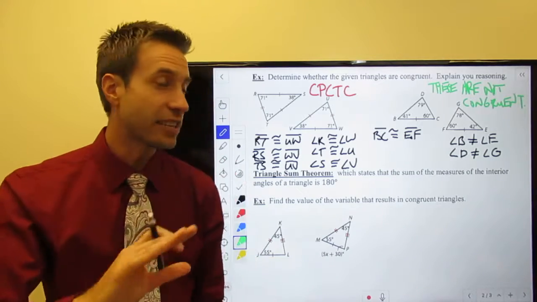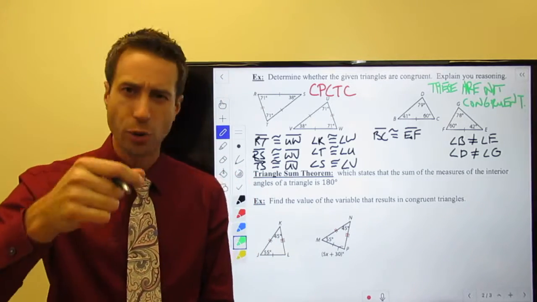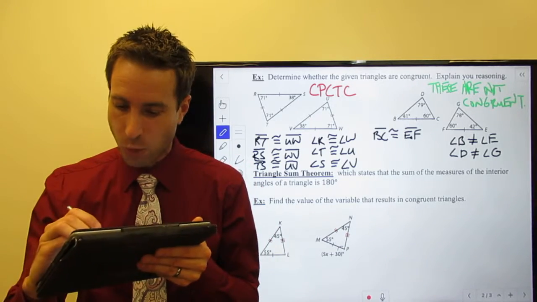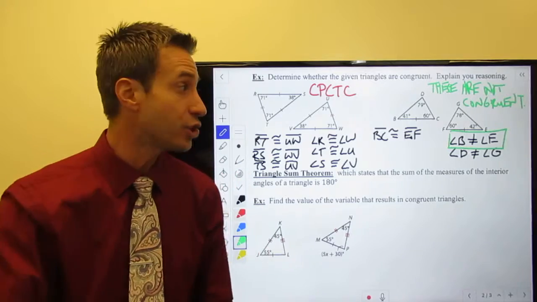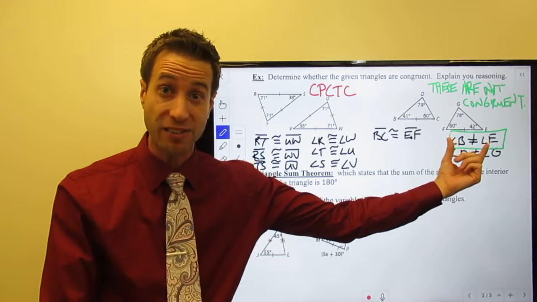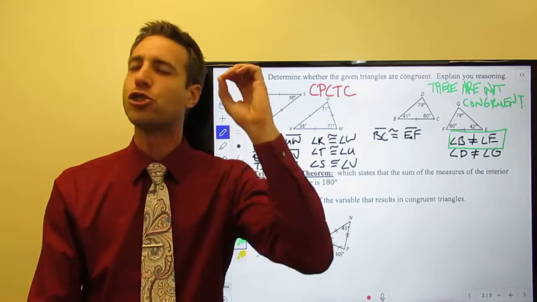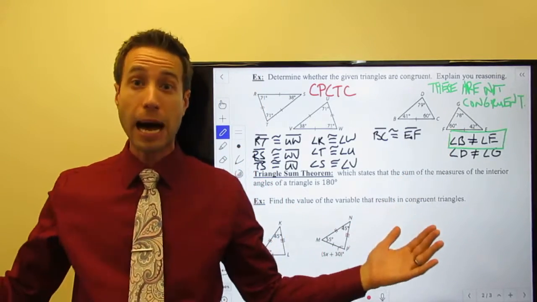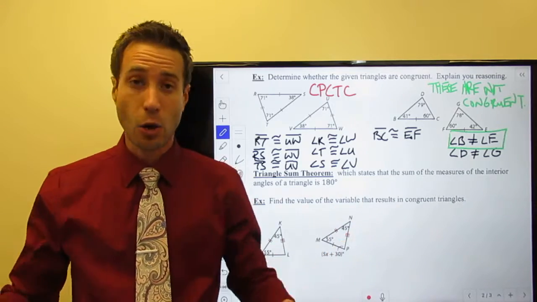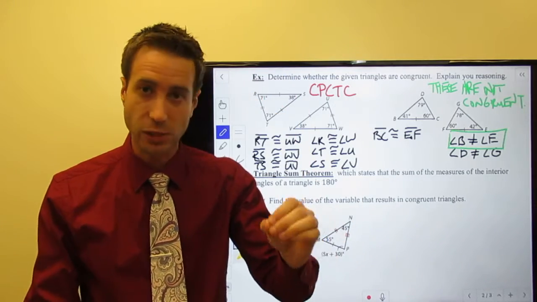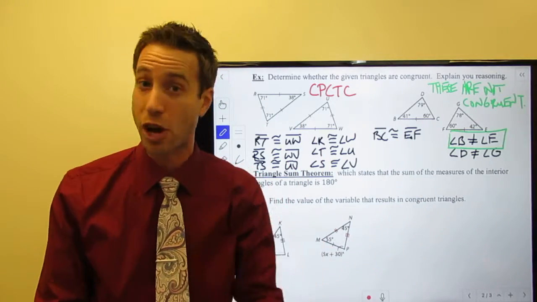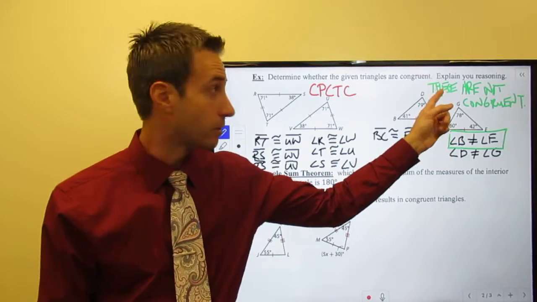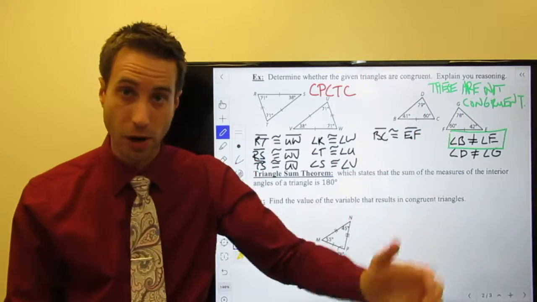And again, the idea here is simply this. When you're doing these problems on your own, in homework, on a quiz or on a test, as soon as you find a corresponding pair of sides that are not congruent, or a corresponding pair of angles that are not congruent, stop. You're done. Once you find a single pair of corresponding sides or corresponding angles that are not congruent, the triangles cannot be congruent. Call them not congruent and move on to the next problem.